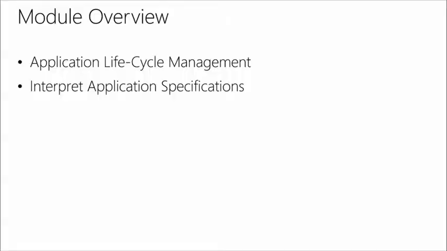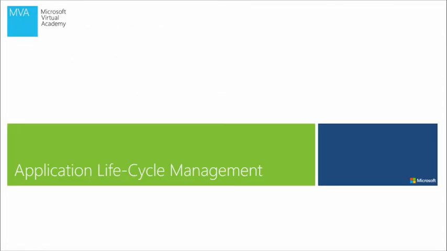So we'll take a look at the application lifecycle management, and we'll also take a look at how to interpret application specifications. So first of all, in application lifecycle management, again, this is something that is not specific to coding, but it is a process that we use in the industry to help us understand how software is created and how we go through the implementation, designing, testing it, deploying, and managing it.